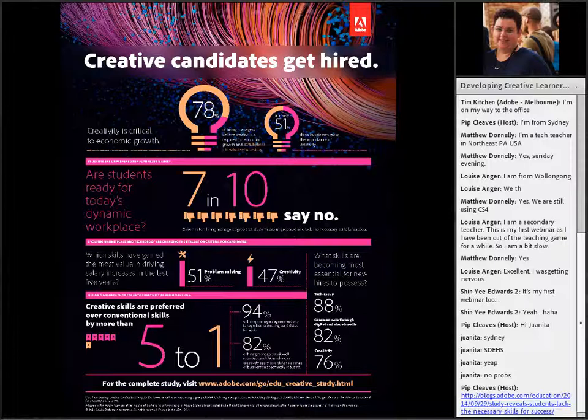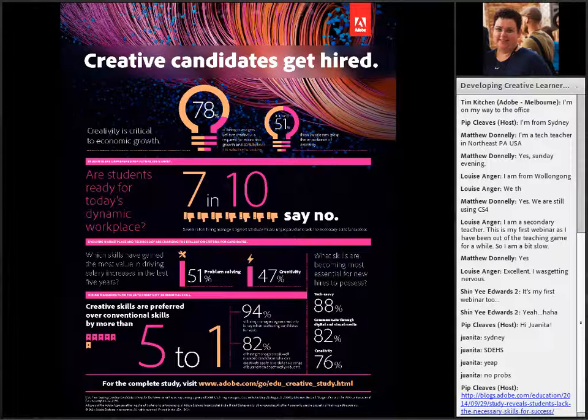To me, it's actually this box here on the right-hand side, what skills are becoming essential for new human resources or new people to use, and that's those. And it also says here that creative skills are preferred over conventional skills by more than 5 to 1 companies.